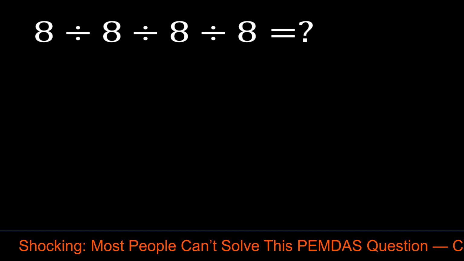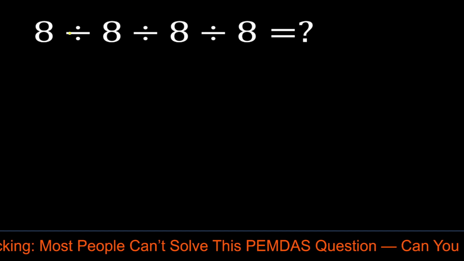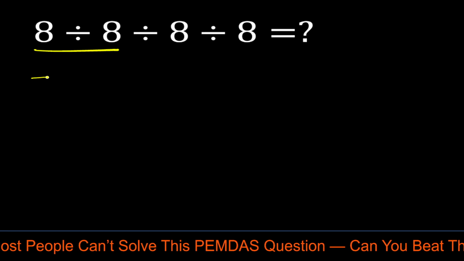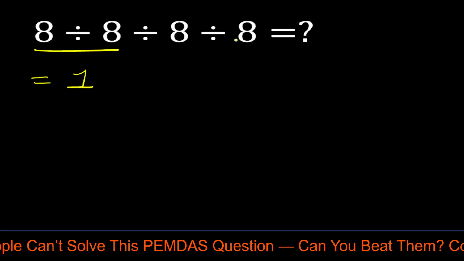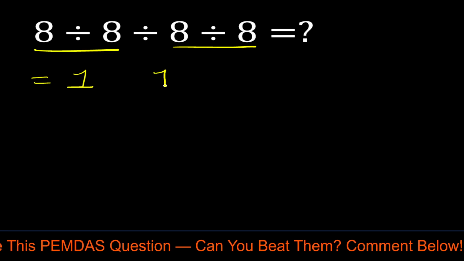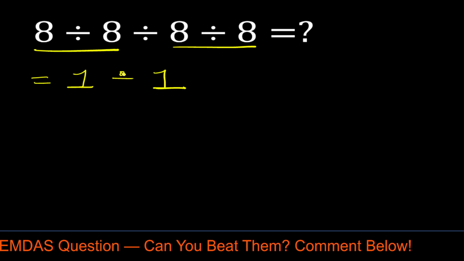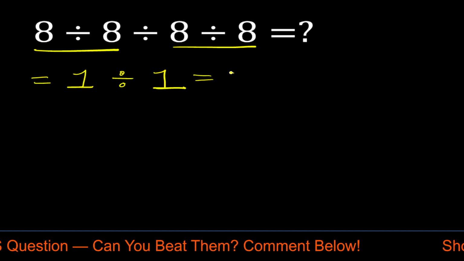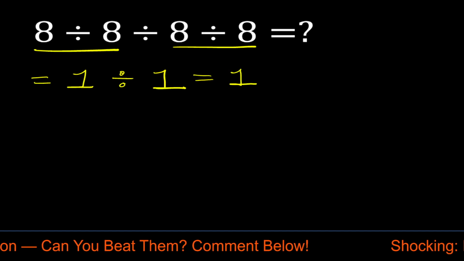So most people solve this question like 8 divided by 8. So 8 divided by 8 is equal to 1, right? Then again 8 divided by 8. So 8 divided by 8 is equal to also 1. Now 1 divided by 1. So 1 divided by 1 is equal to 1, right?